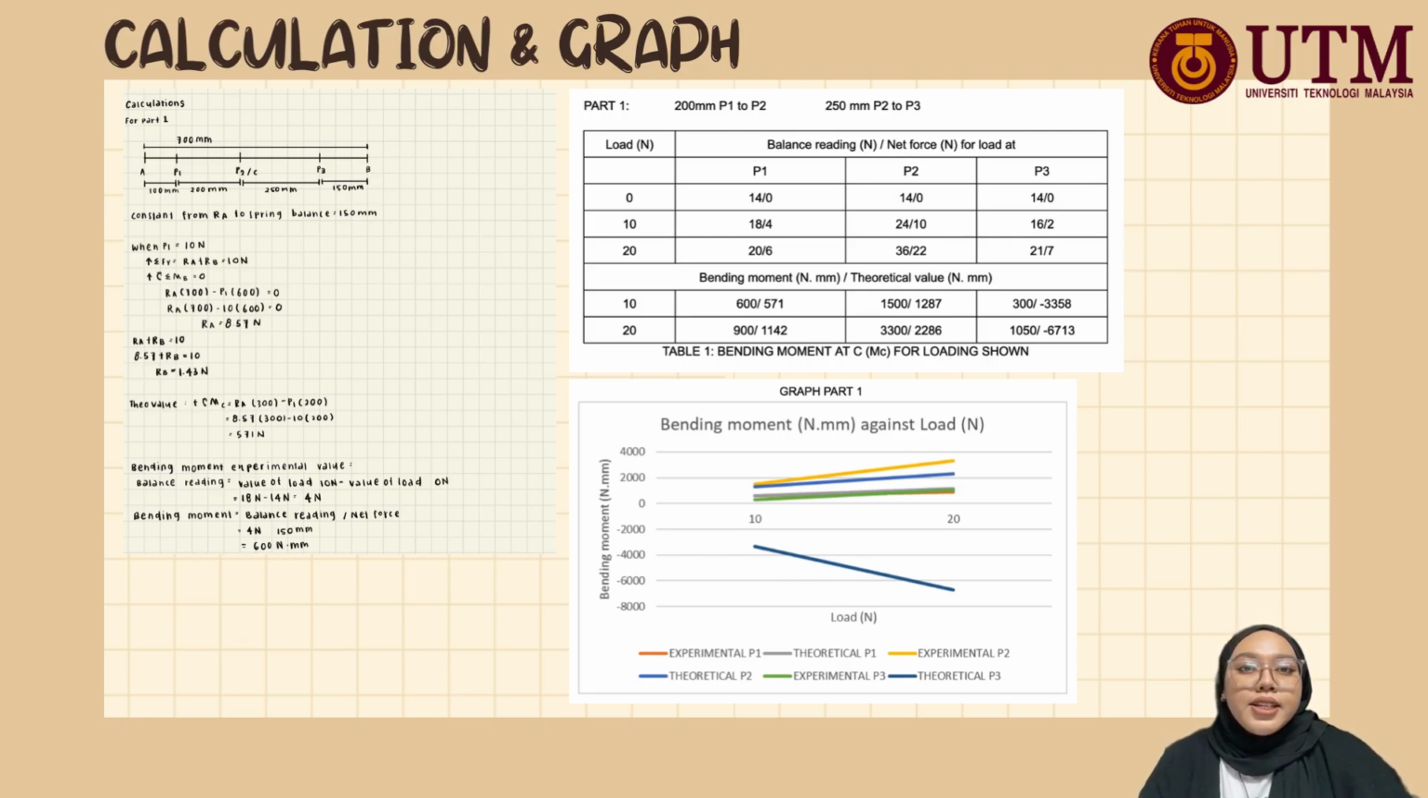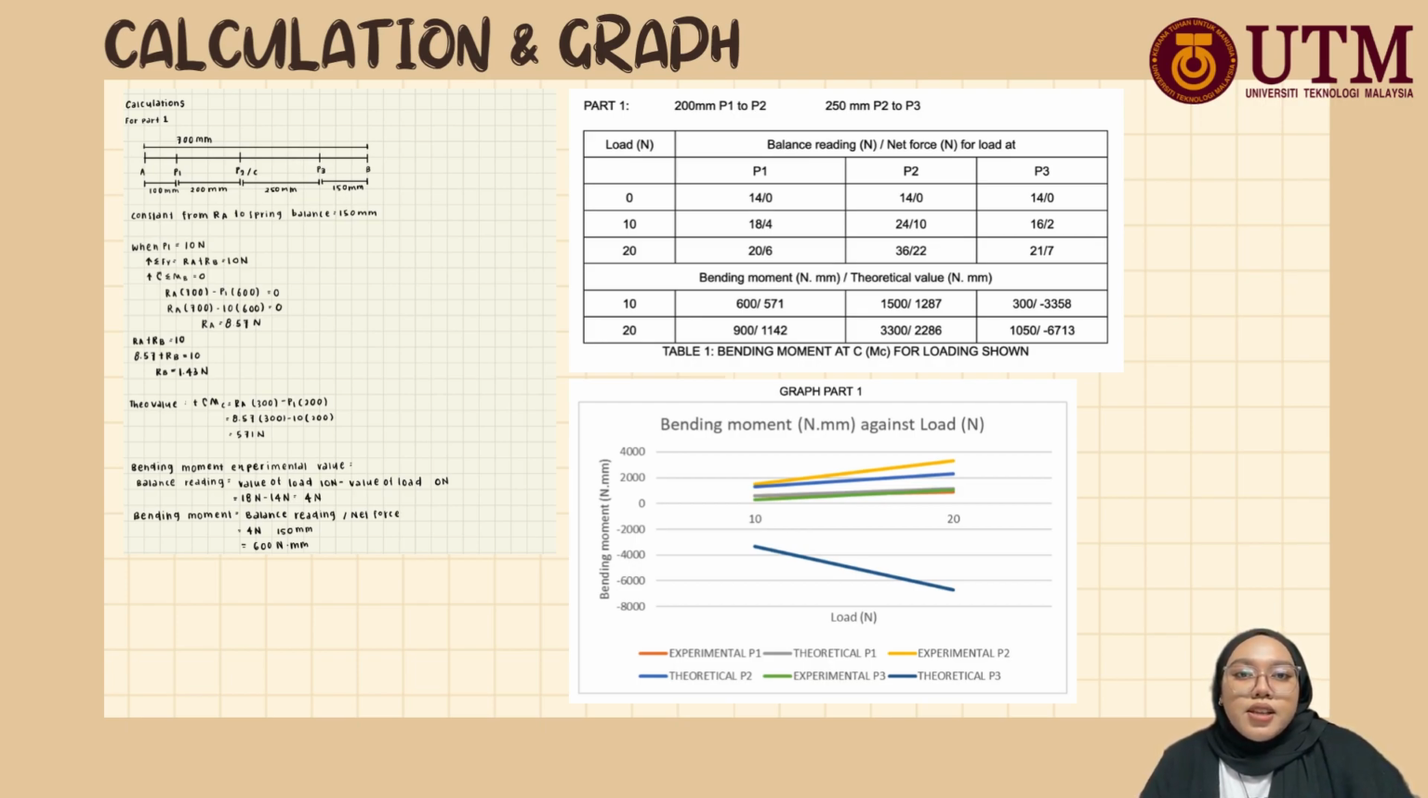For part 1, the initial phase, the experiment involved drawing and labeling relevant distances such as A to P1, P1 to P2 and P2 to P3. Table 1 provides balance readings measured by the spring balance, with all the readings registering as 0 Newton when no load is applied. As the load increases, the spring balance reading follows suit.